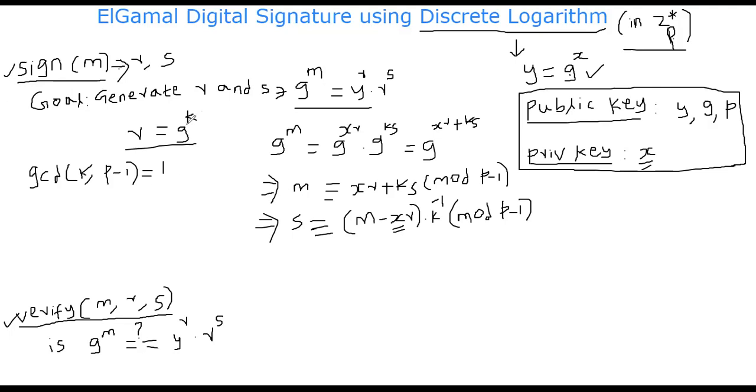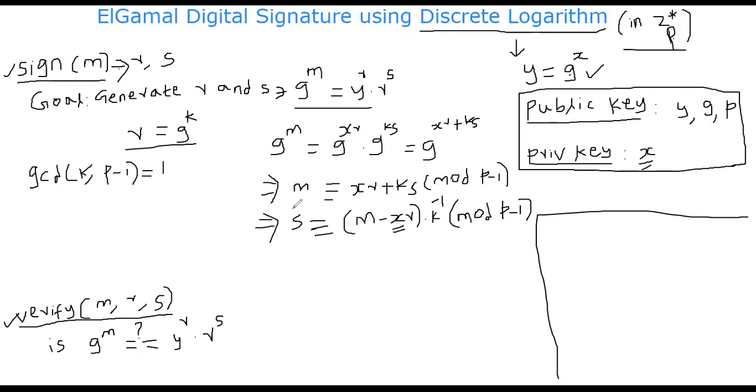This k that I talked about must be unique every time you want to sign a message. Even if it is the same message, you need to generate a unique k. What happens if the k is not unique? Let me explain. This happened back in 2010 when Sony was hacked. The same k was used.